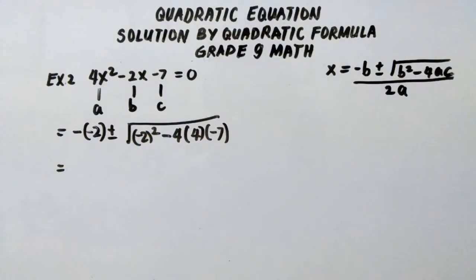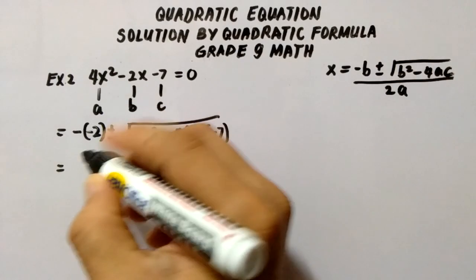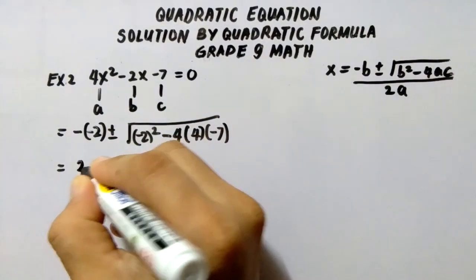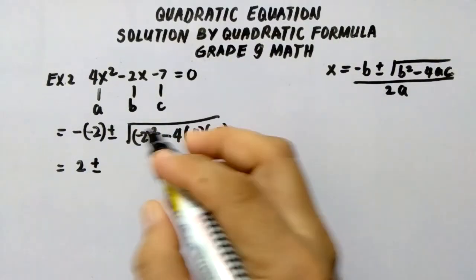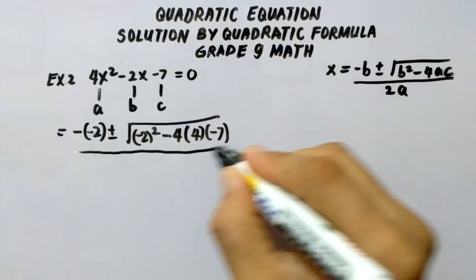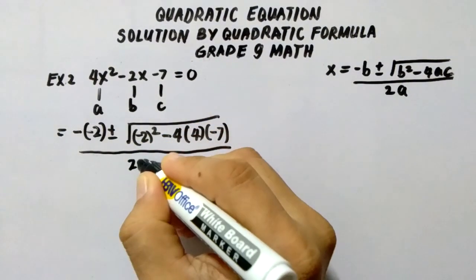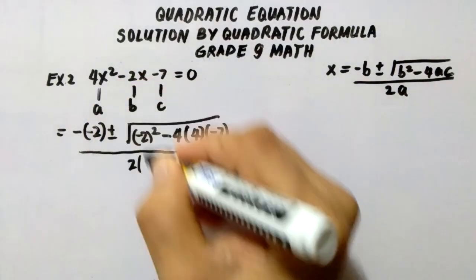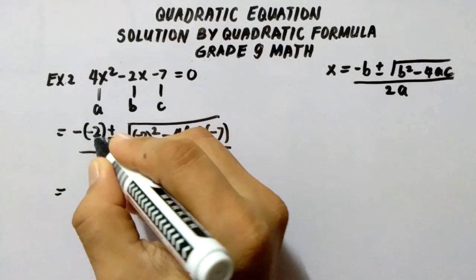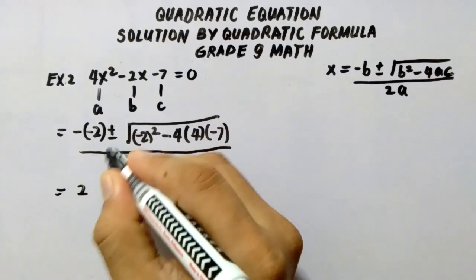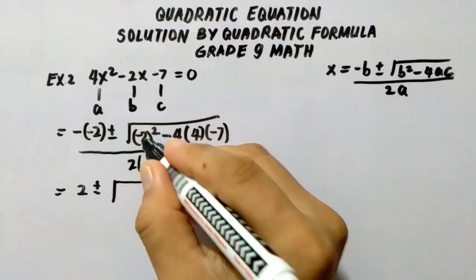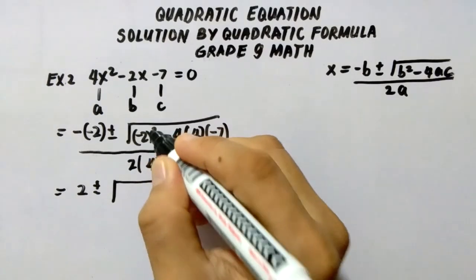So, equals. Okay, so negative times negative 2. So, we have positive 2. Then, positive, negative. Okay, so over muna tayo. So, we have 2 times A. So, A is 4. Then, equals. Okay, so negative times negative 2. So, we have positive 2. Then, positive, negative. Then, square root of negative 2 times negative 2. We have 4.